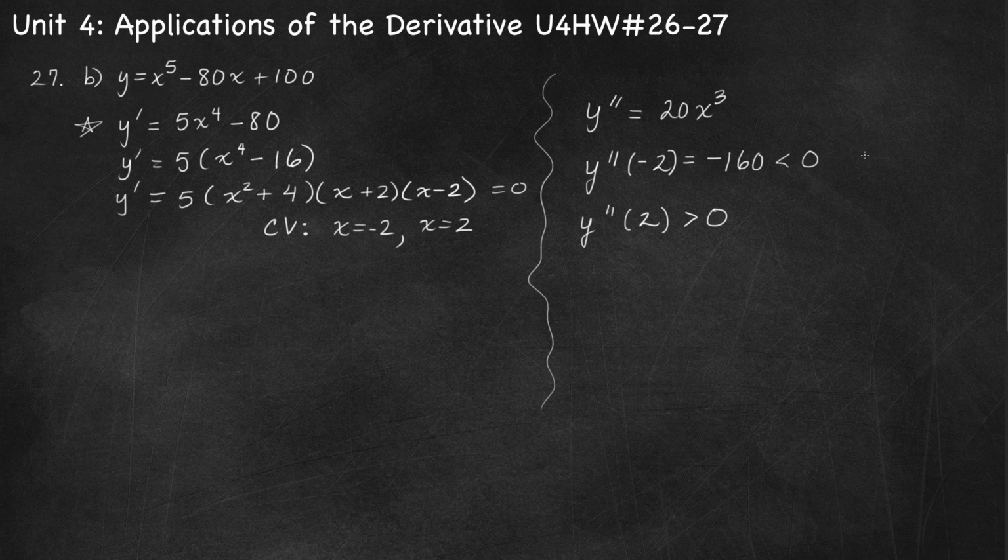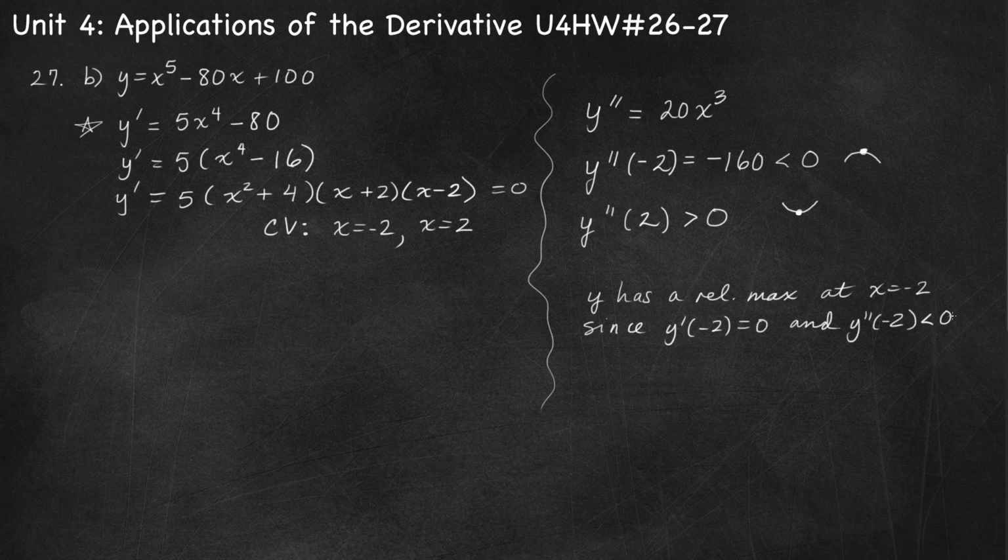Since the second derivative is negative, the original graph is concave down. That has to be a maximum. And y double prime of 2 is positive. Since the second derivative is positive, the original curve is concave up at that point. So that has to be a relative min. So y has a relative max at x equals negative 2 since y prime of negative 2 equals 0 and y double prime of negative 2 is less than 0. So we need both of those things to justify how we know we have a relative max there.